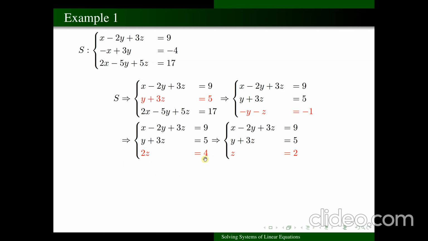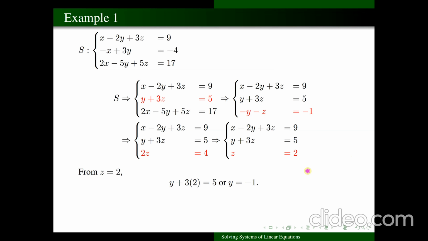But note that the third equation can be simplified as z equals 2 by multiplying both sides by 1/2. At this point, we can either proceed with back substitution or continue applying any of the three operations described above. In other words, you may eliminate z in the second equation using the third equation, and eliminate the z in the first equation using the third one, and then eliminate y in the first equation using the second one. But let us finish this with back substitution.